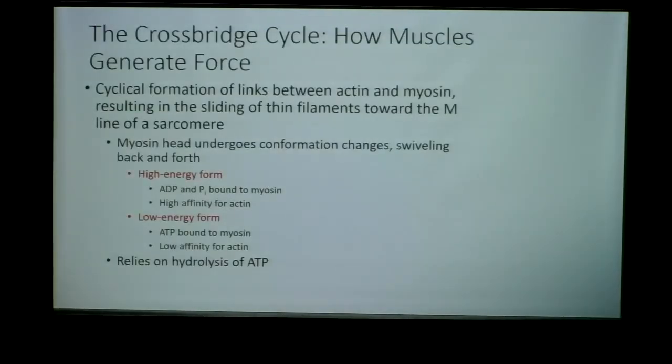Okay, let's move on to speak about cross-bridge cycling. The cyclical formation of bond between actin and myosin. This results in the sliding of actin towards the middle of the sarcomere. Now the myosin head has two configurations. It has a high energy form. This is when it has ADP and an inorganic phosphate bound to it.